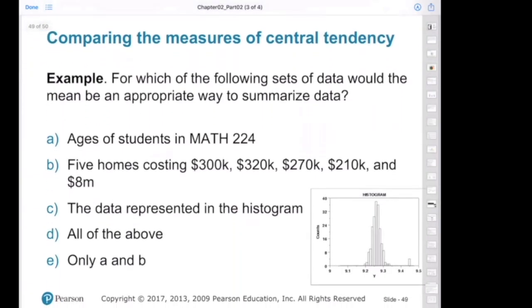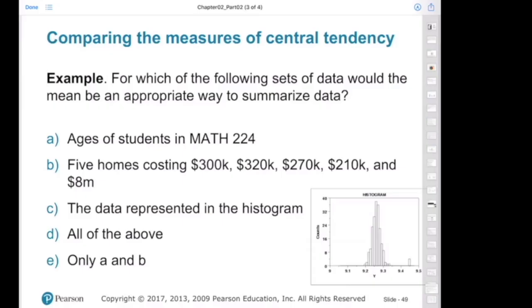This is a nice question. Look at this question. For which of the following sets of data would the mean be an appropriate way to summarize the data? Okay, here we have 1, 2, 3. We have 3 cases. The first one is ages of students in Math 224. The second one, 5 homes costing 300K, 320K, 270K, 210K, and 8 million. Okay? The third one, the data represented in this histogram.